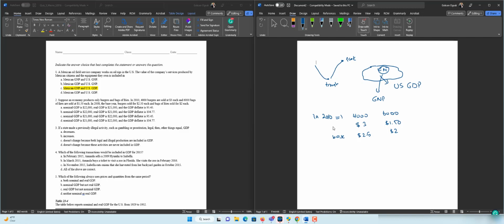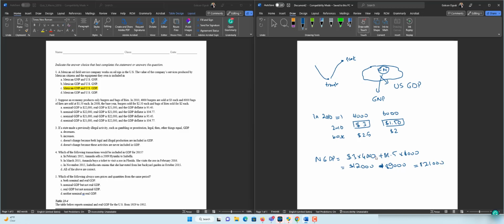For nominal GDP, these are 2010 prices, and we use the current prices. Therefore, I'm going to use the current prices to calculate the nominal GDP. Nominal GDP is equal to $3 times 4,000 plus $1.5 times 6,000. So this is how we calculate the nominal GDP. This is 12,000 plus 9,000. Therefore, the nominal GDP is going to be 21,000.